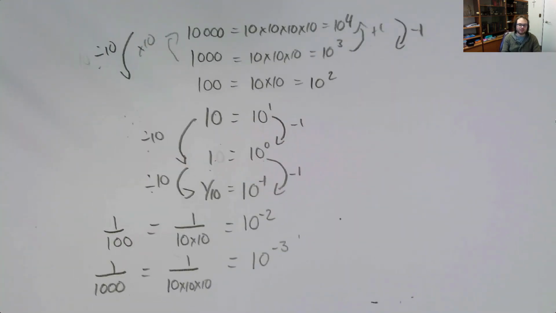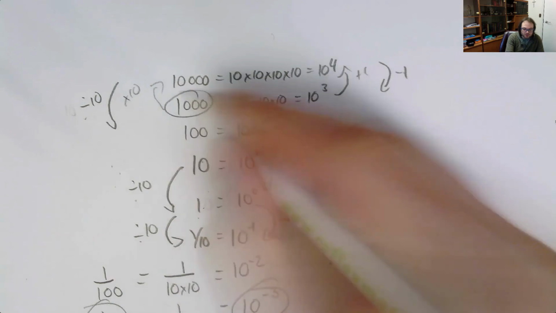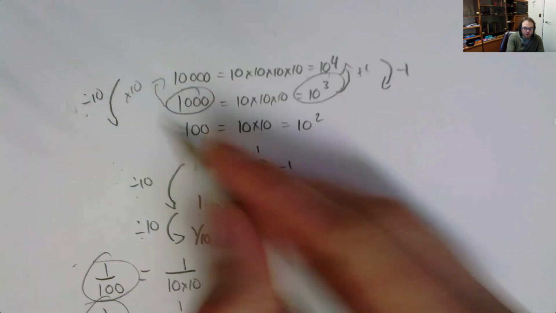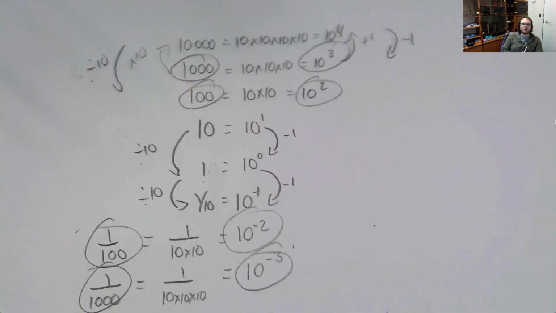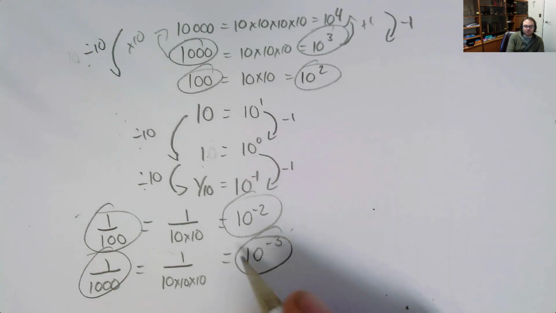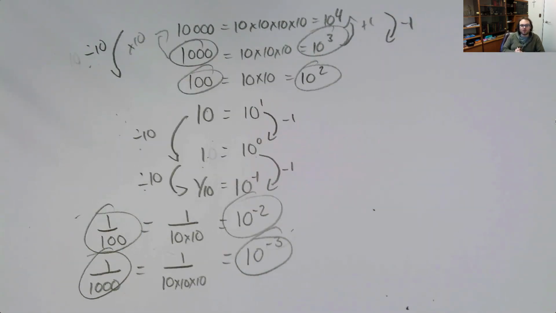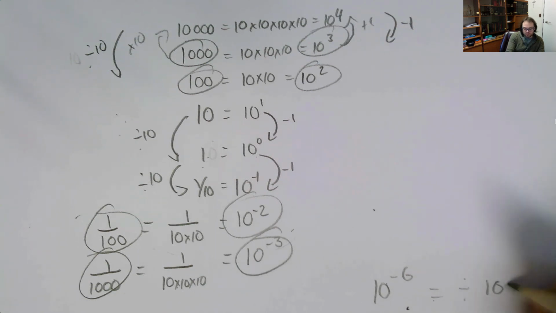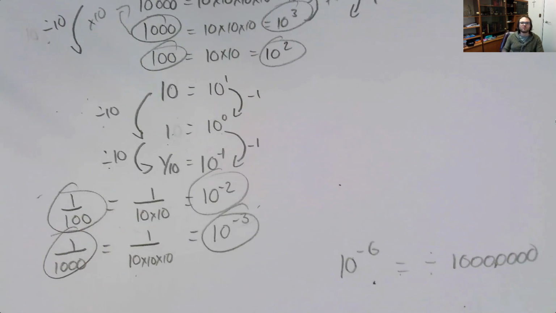Now if we compare these here, 1 over 1,000 is 10 to the negative 3. 1,000 is 10 to the 3. 1 over 100 is 10 to the negative 2. 100 is 10 squared. So essentially, when the exponent is negative, we're dividing by that big of a number. We're dividing by the positive version of this. So if I said 10 to the negative 6, that's like saying we're dividing by 1, 2, 3, 4, 5, 6 zeros, so we're dividing by 1,000,000. Okay? And that is why it works that way.